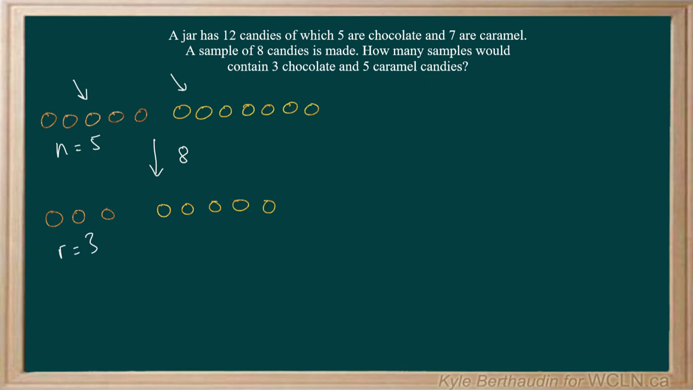The same kind of thinking can go with our caramels here. We know that in total, there are 7 caramels that we can grab from the jar. But in our sample, we want there to be exactly 5.